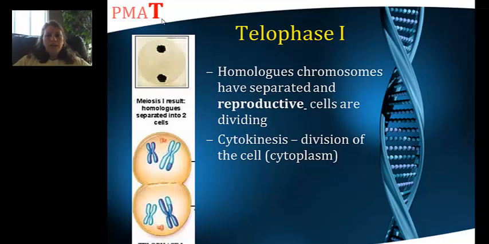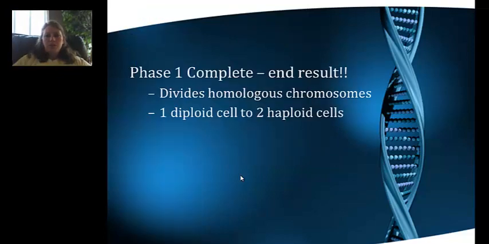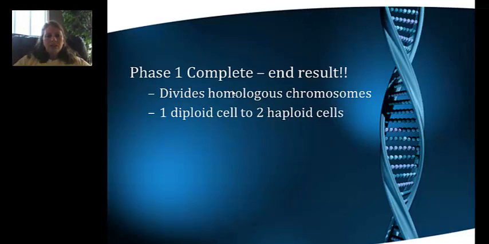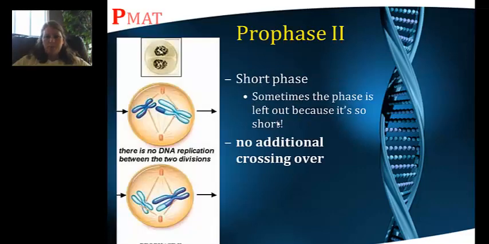Then we have telophase. And at this time, it'll finally factor in cytokinesis. And this is where we're going to divide the cells. So the reproductive cells are dividing. And that's how we eventually will end up with 4 cells, 4 gametes. Sorry. So at the end of the first phase of meiosis, I will have divided the homologous chromosomes, and the diploid cell will now become 2 haploid cells. So I'll end up with 2 haploid.